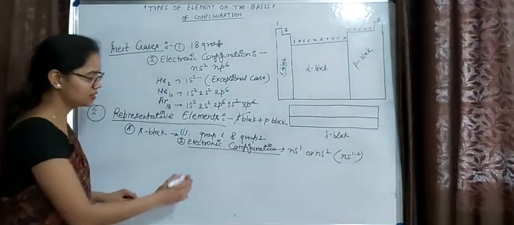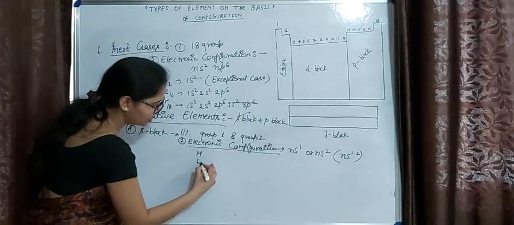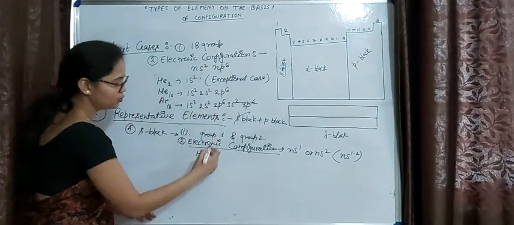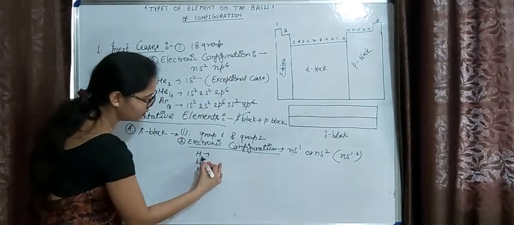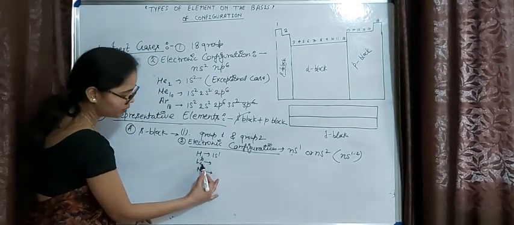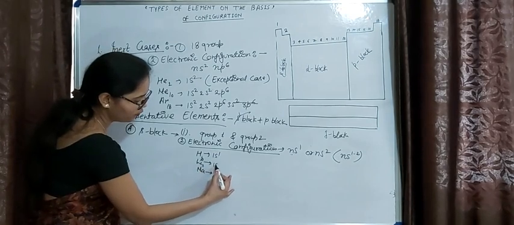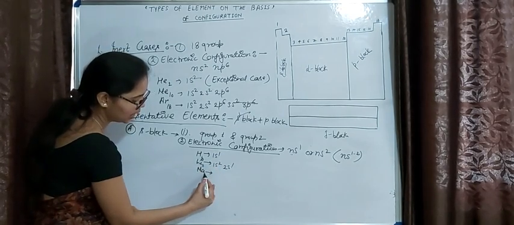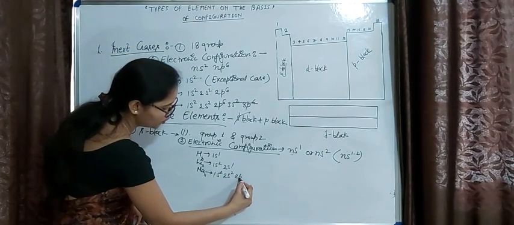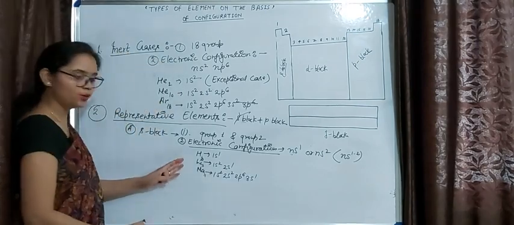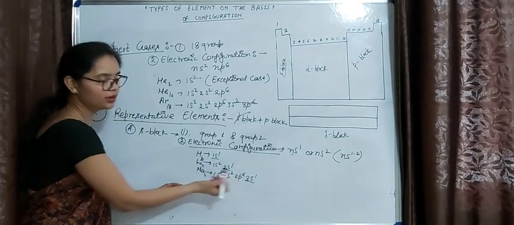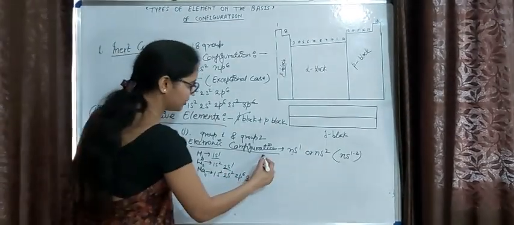Let's take some examples. Hydrogen, helium and sodium are present in the first group, so they will show this type of electronic configuration. Let's see how. Hydrogen, atomic number 1: 1s1. Lithium has 3 electrons, so 1s2 2s1. Sodium has 11 electrons, so 1s2 2s2 2p6 and 3s1. You can see that they are representing ns1 type of configuration.